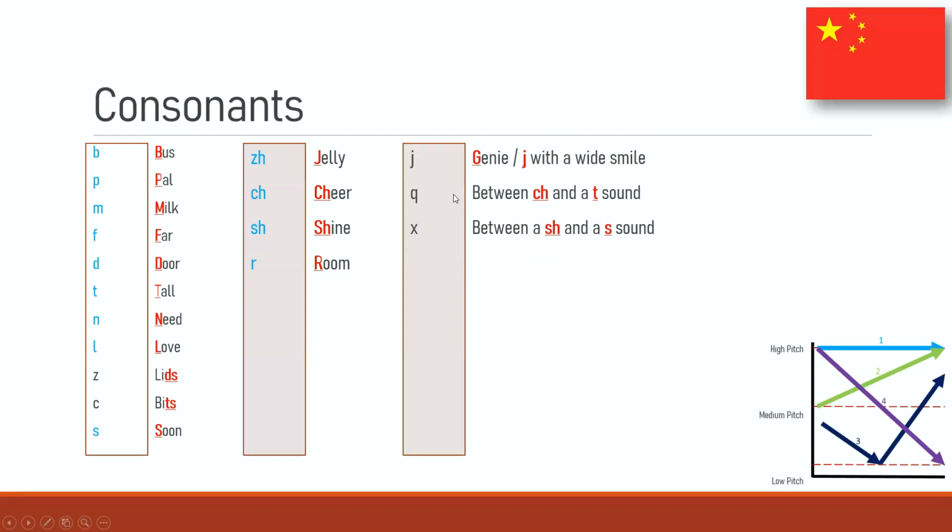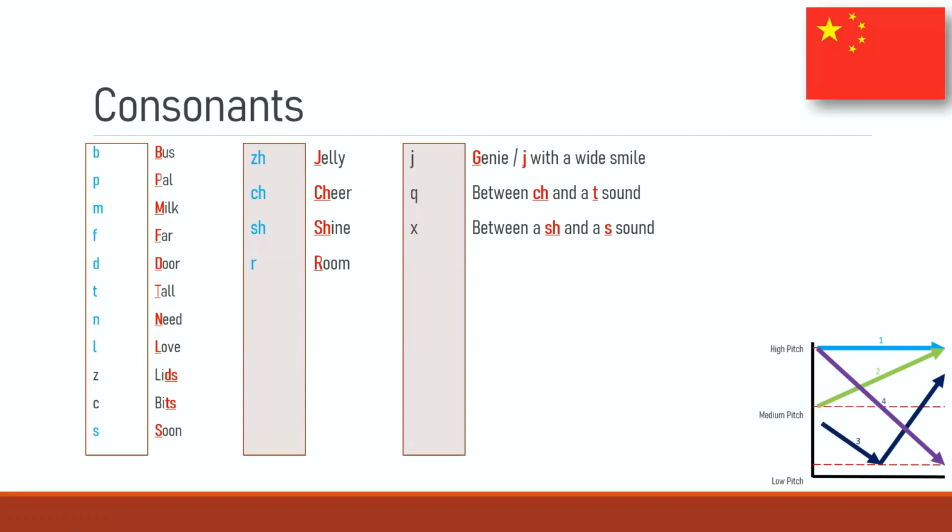Same idea with Q. Q can be described as a sound between the ch and ch, but you can simply pronounce ch with a wide smile and a flattened tongue. Think of this sound as when you take a photo and the photographer says, say cheese. So it is like the ch in cheese. So just like this. Ch, ch.